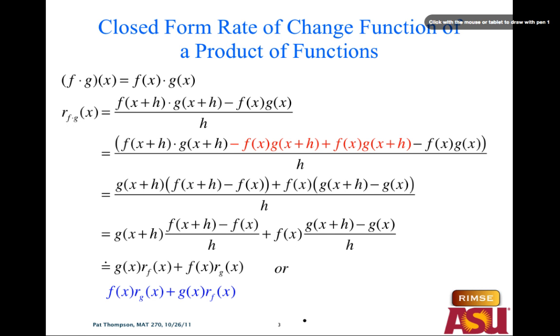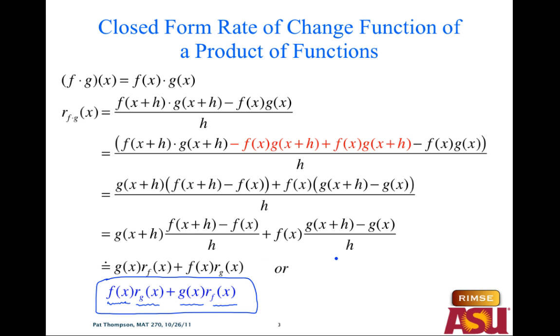So it's not the derivative of f times the derivative of g. It's this formula instead. So you could say the first function times the derivative of the second plus the second function times the derivative of the first. And that gives us the rate of change of a product of functions. Questions on that derivation? Okay, let's try an example.